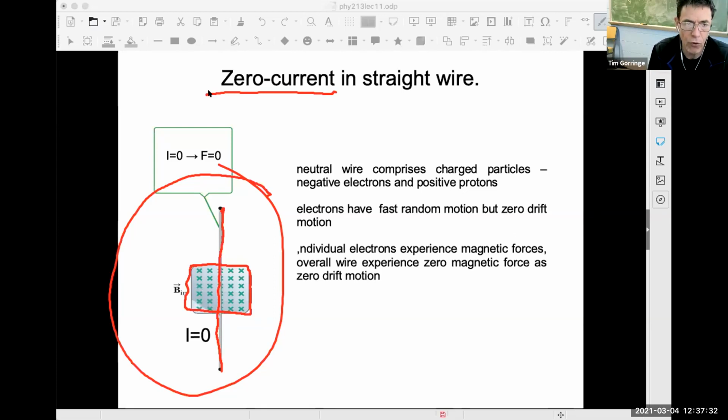And there's no magnetic force on a straight wire with zero current in a magnetic field. Inside it, there may be electrons and protons moving around. Those individual electrons and protons may experience little magnetic forces, but the total magnetic force on the neutral wire is zero.